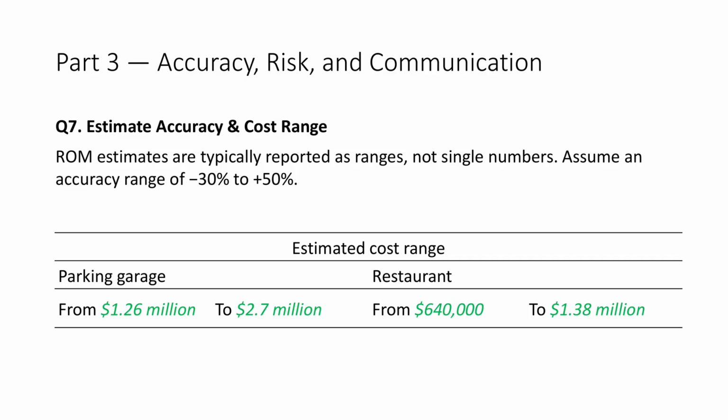For the parking garage, starting from about $1.8 million, the ROM range runs from roughly $1.26 million on the low end to about $2.7 million on the high end. For the restaurant, using a point estimate of about $920,000, the ROM range spans from roughly $640,000 up to about $1.38 million. The takeaway is that these ranges reflect uncertainty, not error, and they're exactly what decision makers need at this stage to test feasibility and manage risk.